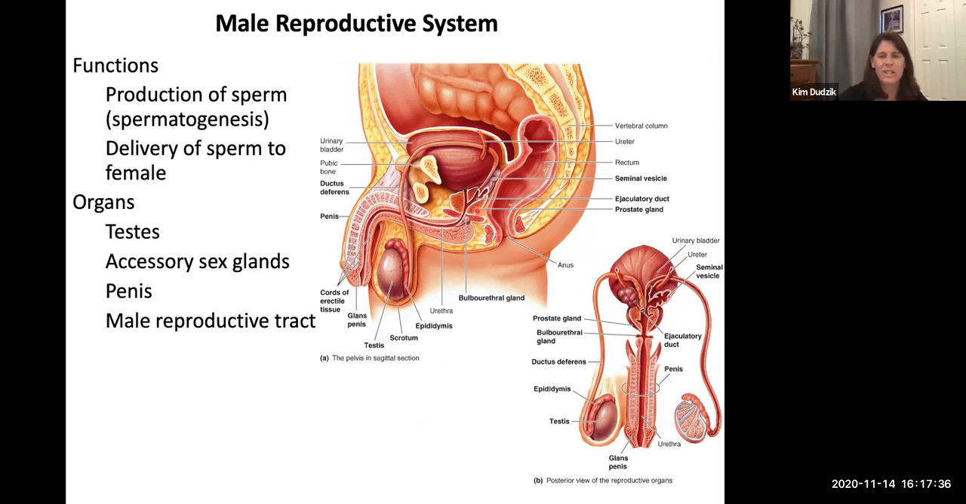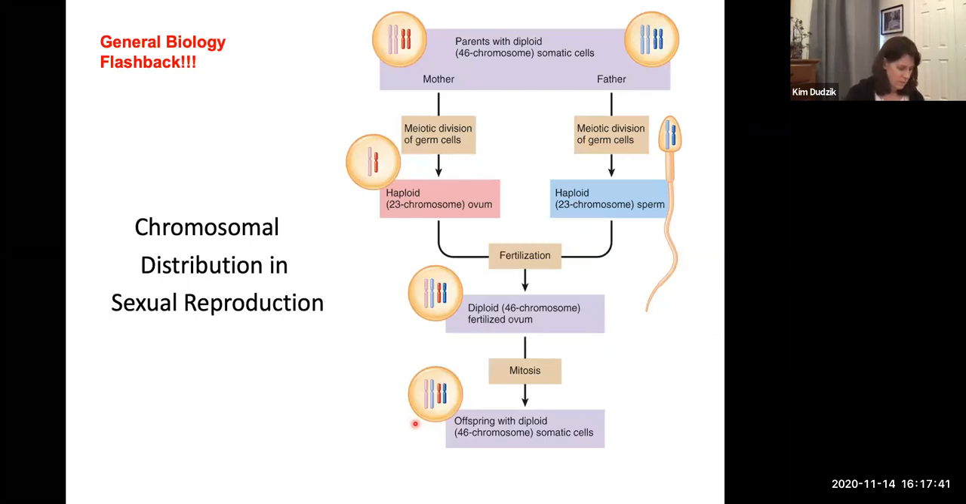So we'll look at the functions of each of these organs as we go through. But we want to start at the testes, because it's at the testes where we get the cell division occurring. So a little bit of general biology flashback. This is going to do with meiotic divisions, right? And also remember from general biology, we have two classes of cells. We have what are known as our body cells or somatic cells, and then we have germ cells, okay?